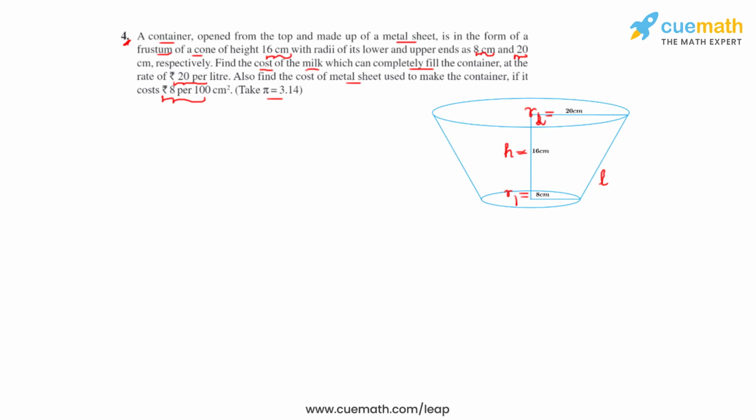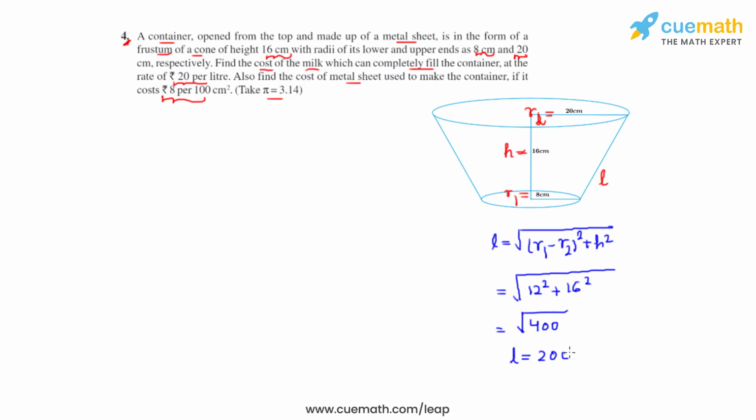So let's do that. The formula to find the slant height of the frustum of a cone is L equals under root R1 minus R2 the whole square plus h square. So let's substitute these values. Substituting, we get 20 minus 8 the whole square, which is 12 square, plus 16 square. So 12 square is 144 and 16 square is 256. Adding that up, we get under root 400. So that gives us the slant height to be equal to 20 centimeters.